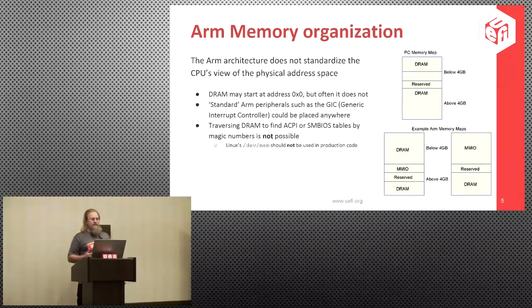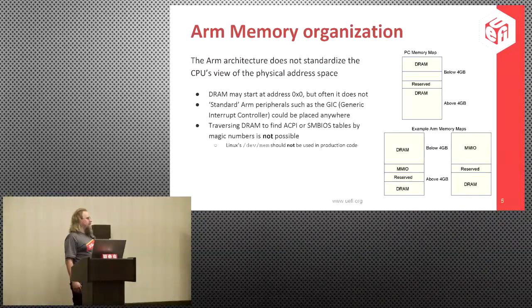On ARM systems, even standard peripherals, like the generic interrupt controller, do not have a defined location in the address space. It could be placed anywhere. The bottom half shows 2 completely valid memory map layouts for ARM systems. So you could have only MMIO below 4 gigabytes, you could have only DRAM below 4 gigabytes, or any kind of combination in between at all.